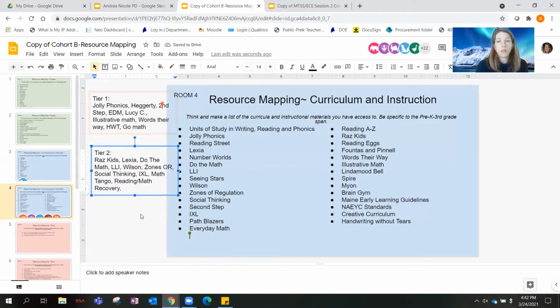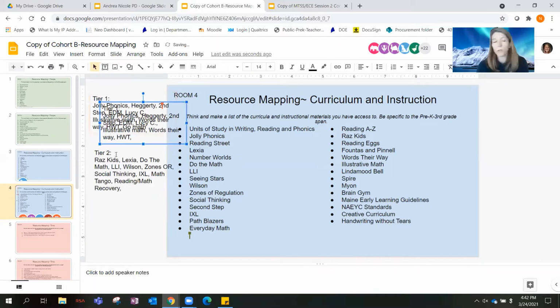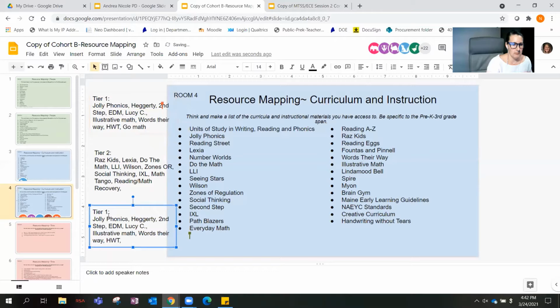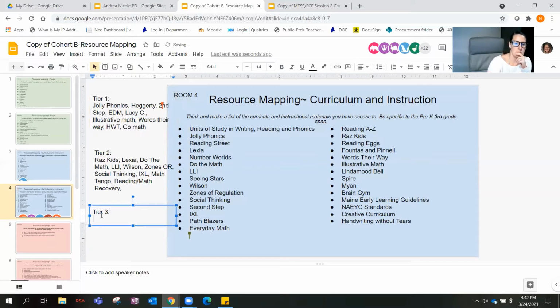All right, and then just in the interest of time, what about tier 3? So what are some of these curriculum and instruction that you would reserve for a tier 3? Reading Recovery is a tier 3. I would say Math Recovery too, and Lindamood-Bell, tier 3.